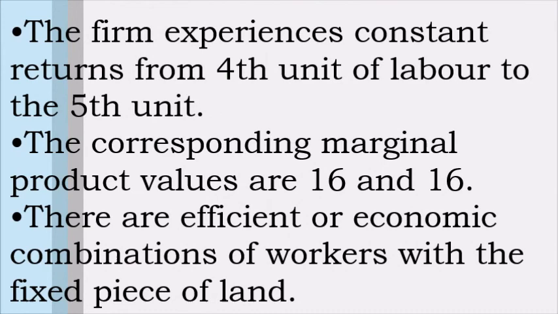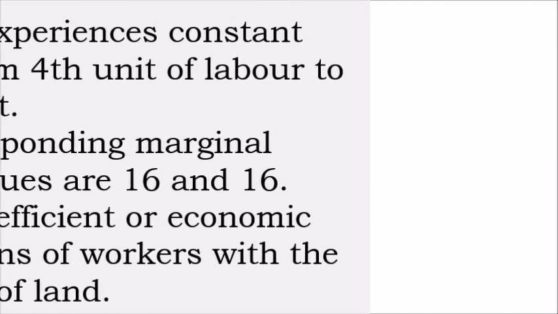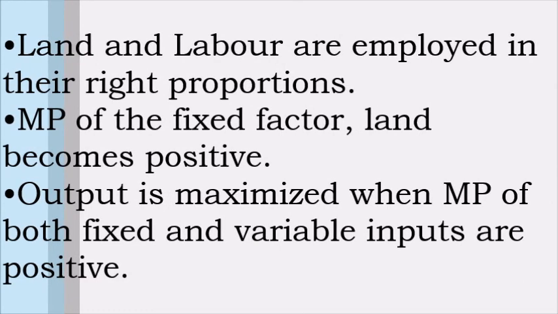2. Constant returns. The firm experiences constant returns from the 4th unit of labor to the 5th unit. The corresponding marginal product values are 16 and 16. There are efficient or economic combinations of workers with the fixed piece of land. Land and labor are employed in their right proportions. There is not much pressure on land and not much pressure on workers, as the number of workers employed matches the fixed input. The fixed factor is not overstretched.